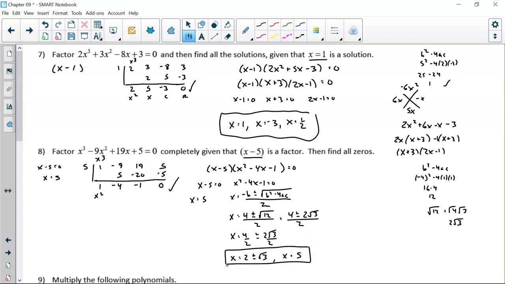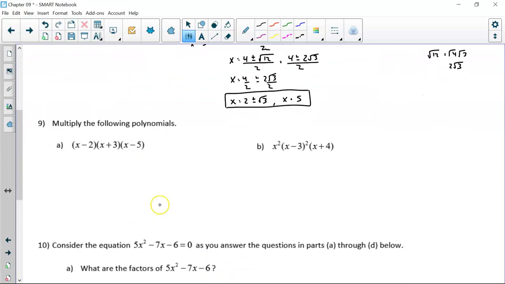Now, what we can do in number 9 is we're going to multiply the polynomials. That's how we can take these from factored form and write them into standard form. So to multiply 3 or more numbers, you pick 2 and multiply those first. I'm going to multiply the x plus 3 and the x minus 5.